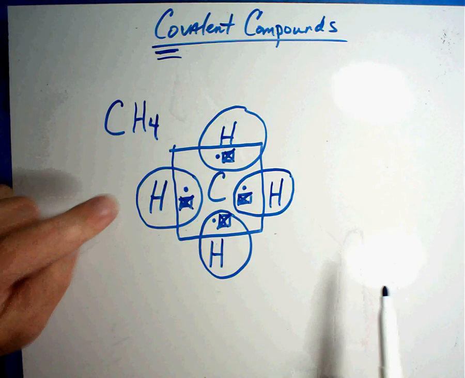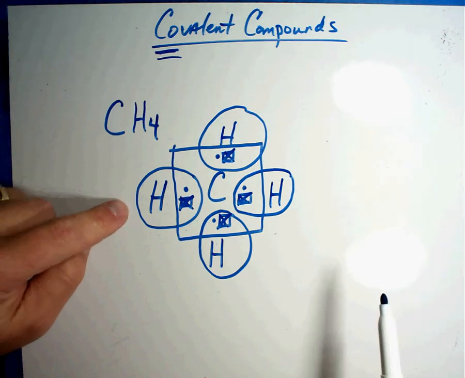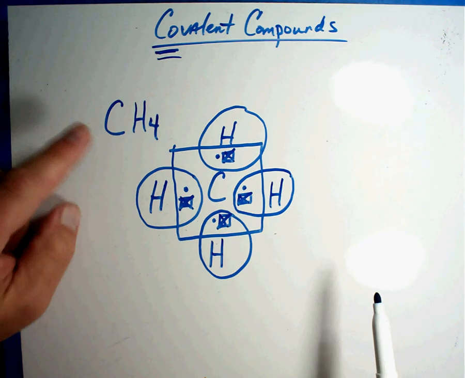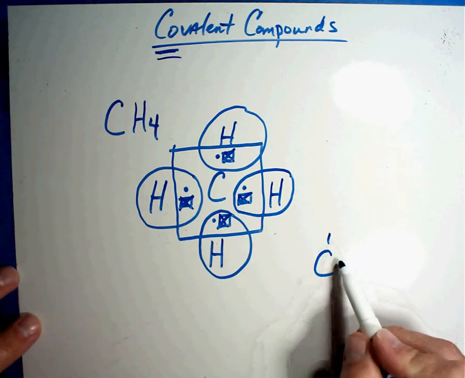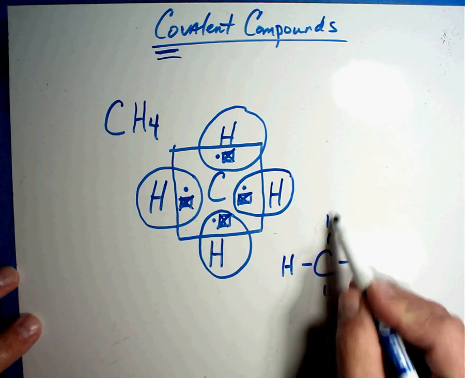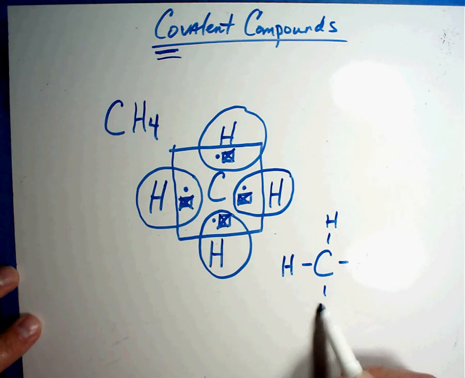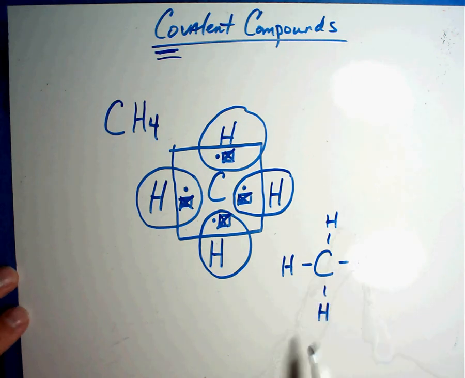There are no charges. Nobody threw away electrons. Nobody stole electrons to be positive or negative. They just share. When they share, what you'll see sometimes is it'll be drawn like this. Rather than all the dots, which can really clutter up the area, you'll see it written something like this. There's your C, and there's your 4 H's.